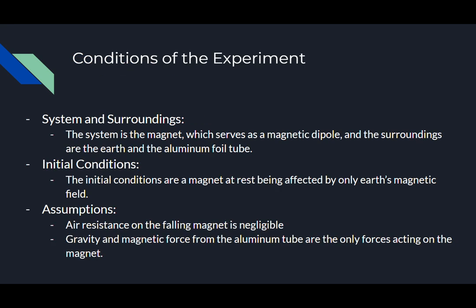Conditions of the experiment. The system is the magnet, which serves as a magnetic dipole, and the surroundings are the Earth and the aluminum foil tube. The initial conditions are a magnet at rest being affected by only the Earth's magnetic field and Earth's gravity. Assumptions. Air resistance on the falling magnet is negligible, and also, gravity and magnetic force from the aluminum tube are the only forces acting on the magnet.